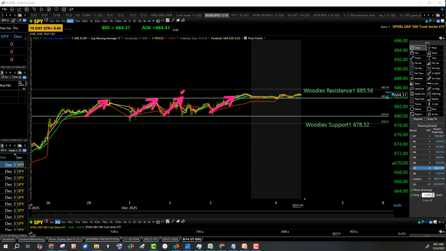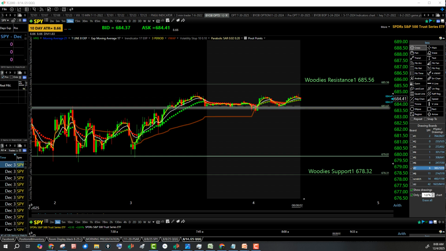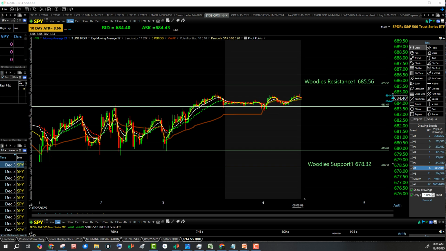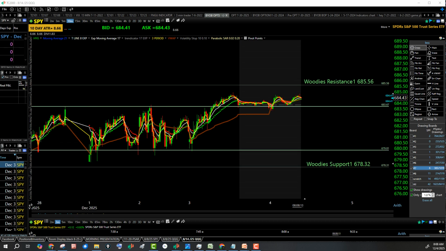So we did have the breakout, not a very convincing breakout. They did get it done. As you can see, we did break up over the channel here. They got on top of the channel. The good thing is they didn't come down and re-enter it. And we're still consolidating over all of the channel consolidation.